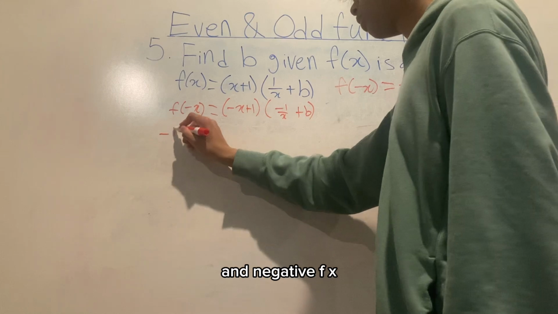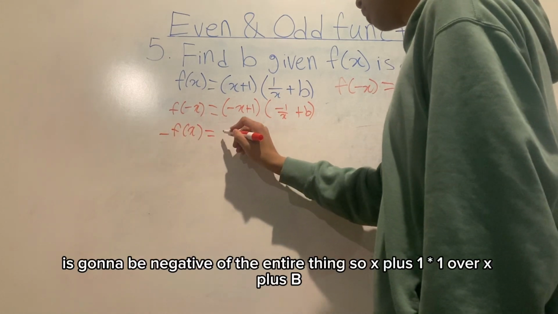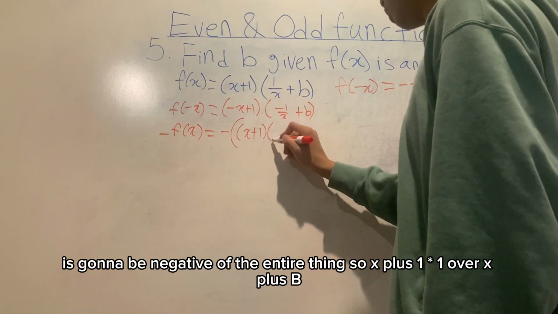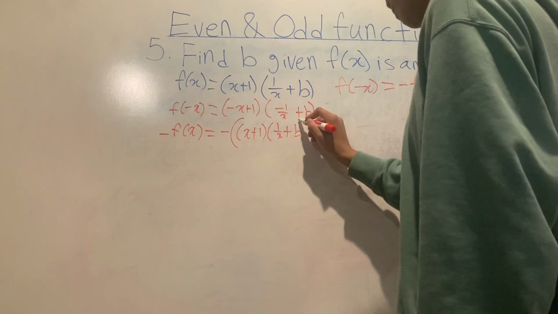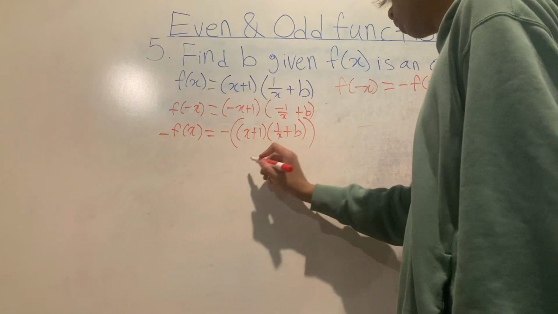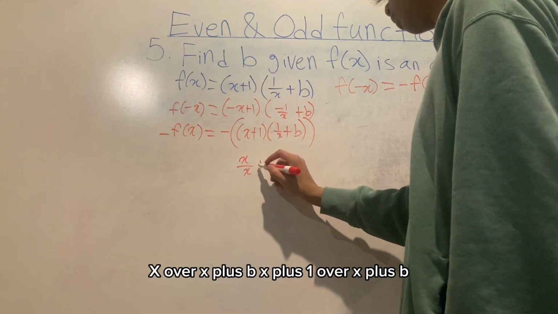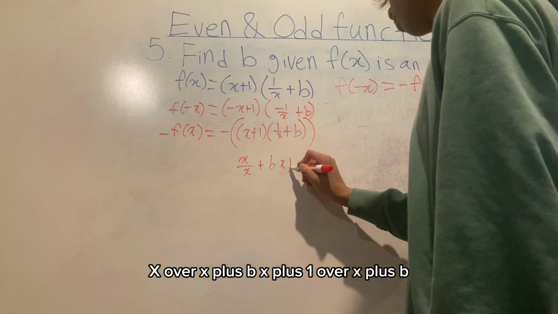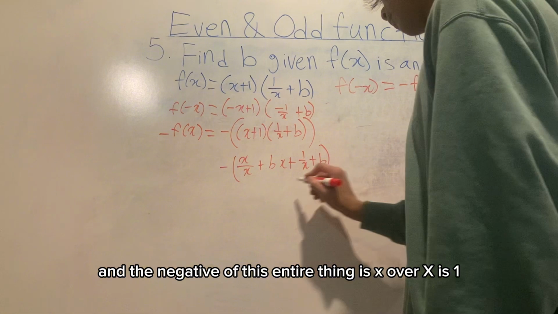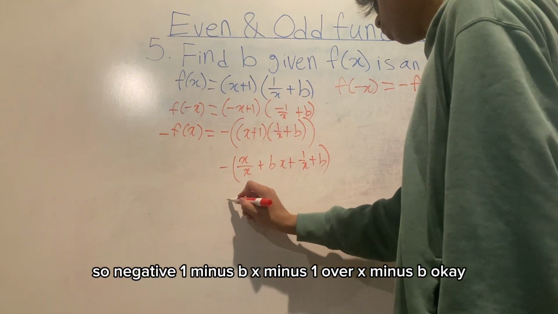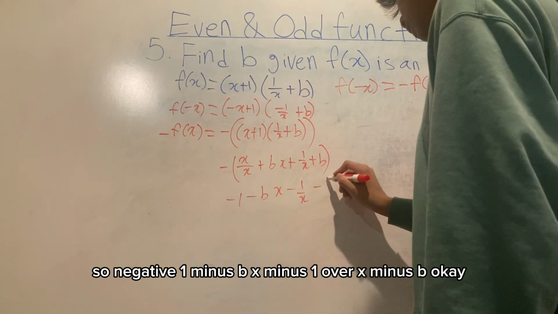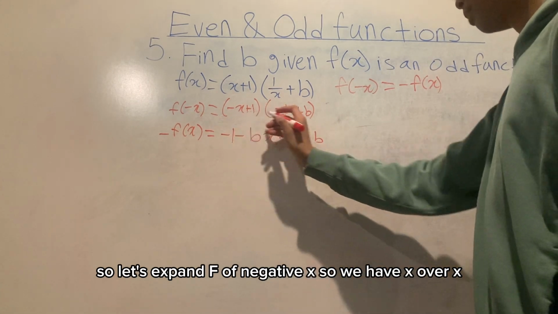And negative f of x is going to be negative of the entire thing. So x plus 1 times 1 over x plus b. So let's solve this part first. So x over x plus bx plus 1 over x plus b. And the negative of this entire thing is x over x is 1, so negative 1 minus bx minus 1 over x minus b.